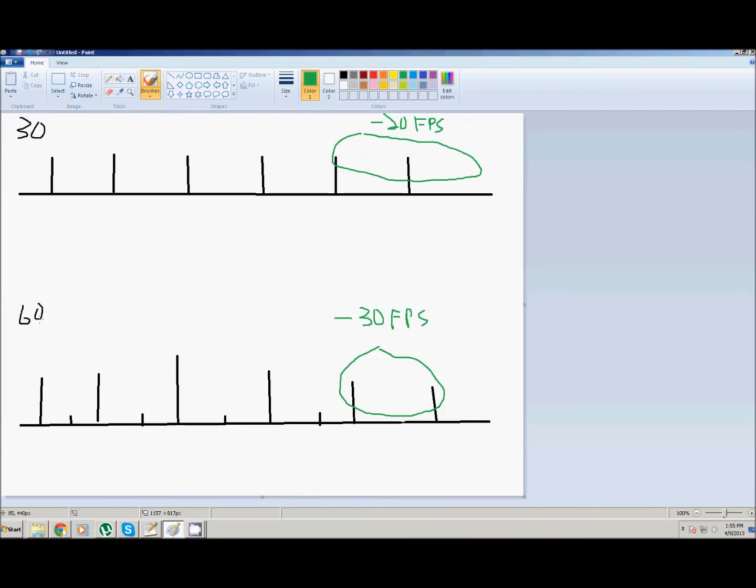And most of the time, the game, if your computer can run it at 60 frames per second, it's never going to crash as low as 30.